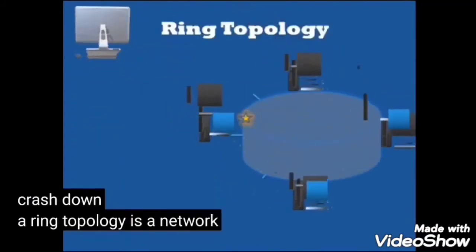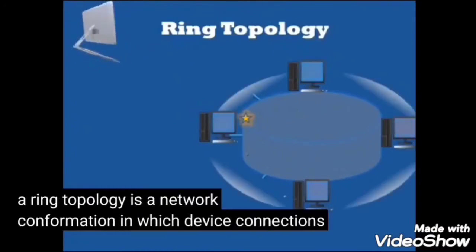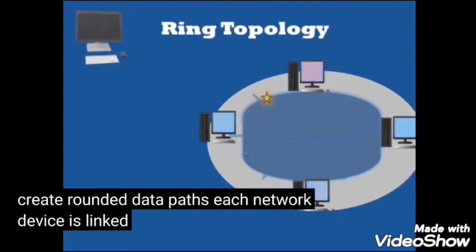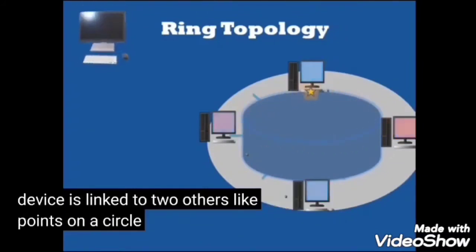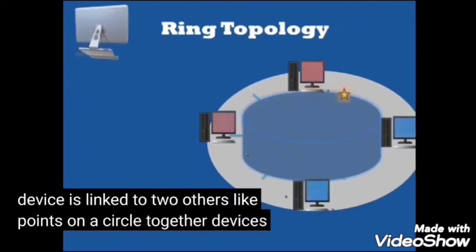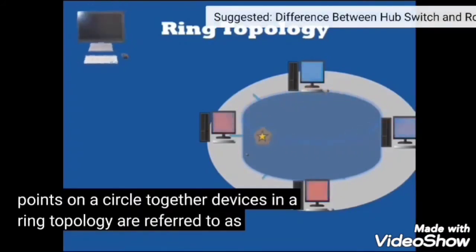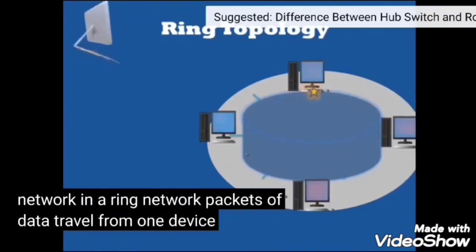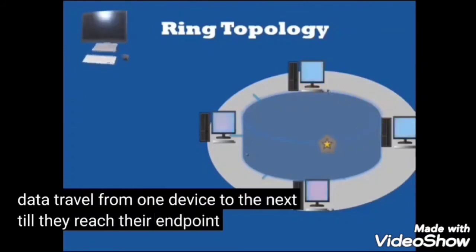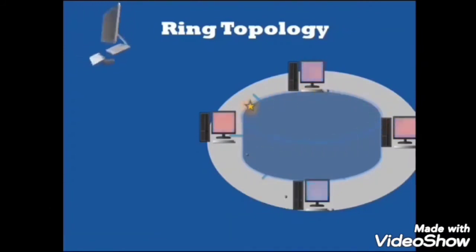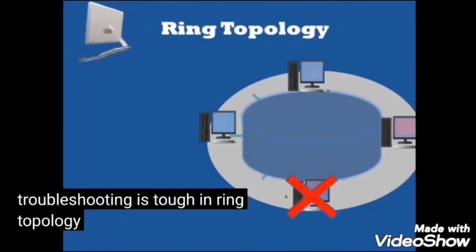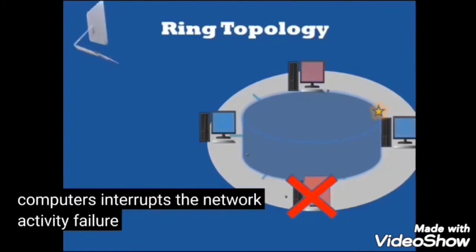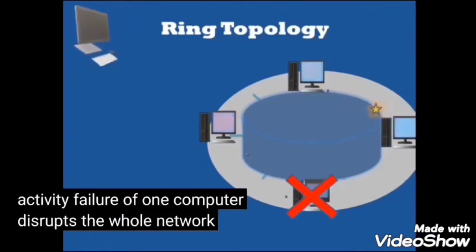A ring topology is a network configuration in which device connections create a circular data path. Each network device is linked to two others, like points on a circle. Together, devices in a ring topology are referred to as a ring network. In a ring network, packets of data travel from one device to the next until they reach their endpoint. Troubleshooting is tough in ring topology. Adding or deleting computers interrupts the network activity. Failure of one computer disrupts the whole network.